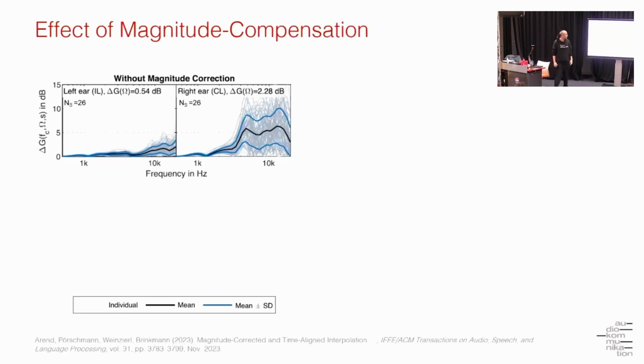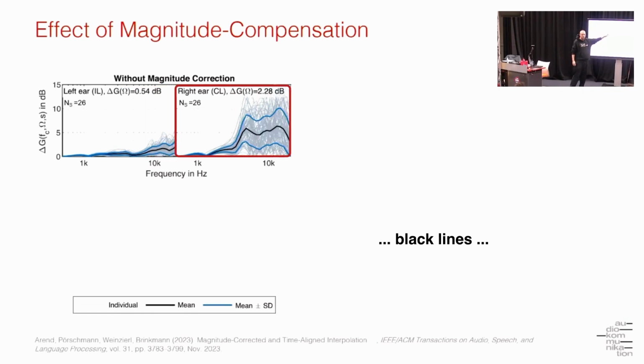And this fact was why we thought of introducing magnitude-compensated interpolation. What you see now are magnitude differences, so interpolation errors between the interpolated HRTF and the reference, but they are averaged across 96 HRTF sets of different subjects that we were investigating in this time. And they're shown over frequency. What we already know, if we do time-aligned interpolation, so no magnitude correction, and if we are outside the head-shadow zone, the interpolation errors are reasonably low, in this case using 26 HRTFs in the sparse data set.